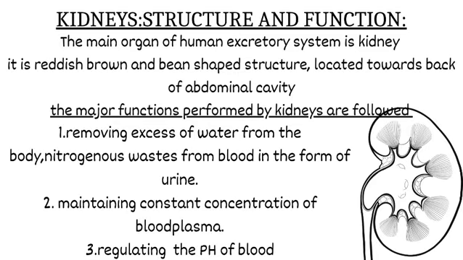Kidneys: structure and function. The main organ of the human excretory system is the kidney. It is a reddish-brown, bean-shaped structure located towards the back of the abdominal cavity. The major functions performed by kidneys are as follows. 1. Removing excessive water and nitrogenous wastes from the blood in the form of urine. 2. Maintaining constant concentration of blood plasma. 3. Regulating the pH of blood.